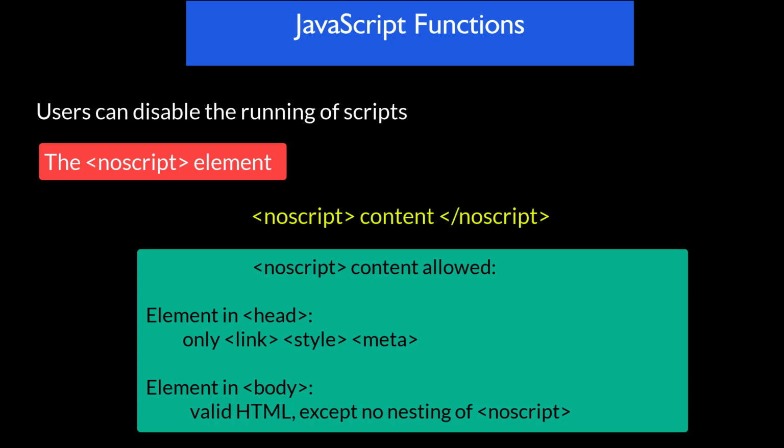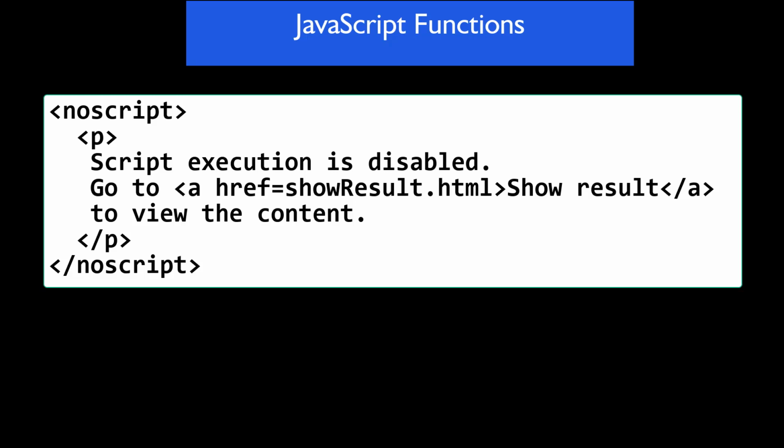If the noscript element is in the head, it must only contain link, style, and meta elements. If the noscript element is in the body, it must contain valid HTML code, although such code may not contain noscript elements. That is, nesting of noscript elements is not allowed. In other words, you might have standard HTML elements that display when scripting is turned off, but are not seen when scripting is enabled. All this allows for providing alternate content, but no dynamic changing, for users who turn off the execution of scripts. Here's an example coded in the body. noscript. Script execution is disabled. Go to a href equals showResult.html, show result, end a, to view content, and end noscript.